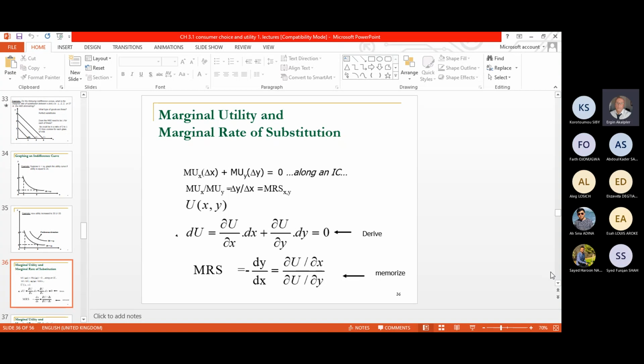Delta u over delta x is multiplied with delta x, then delta u over delta y is multiplied with delta y, which is differentiated, becoming 0. Then the marginal rate of substitution is, as you see, if you add them to each other, divide each other and move to the other side, you will have delta y over delta x. If you know mathematics a little bit, you will get this easily. Delta y over delta x then becomes delta u over delta x divided by delta u over delta y. This is the simplest mathematical estimation.